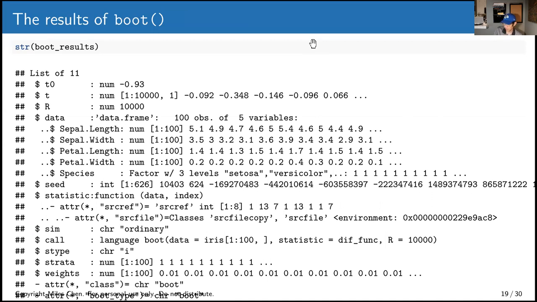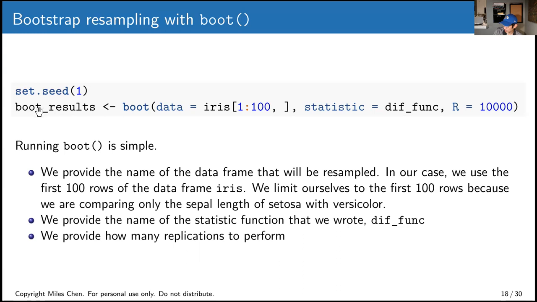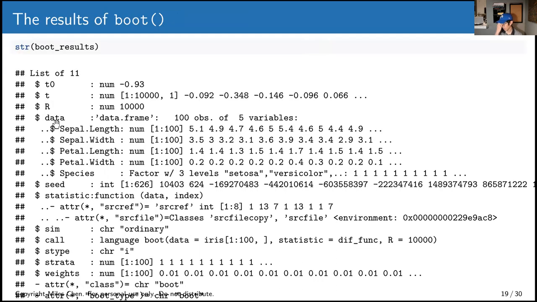All right, and so here I'm storing the boot results into this object, boot underscore results. And if you look at the structure of boot results, it's a big list, a list of 11. It gives you something T0, there's a T, and it has some other information. So we have R is 10,000. The data, it has the entire data set, 100 observations of 5 variables that we passed it, Setosa and Versicolor. And then it also has a whole bunch of other stuff here.